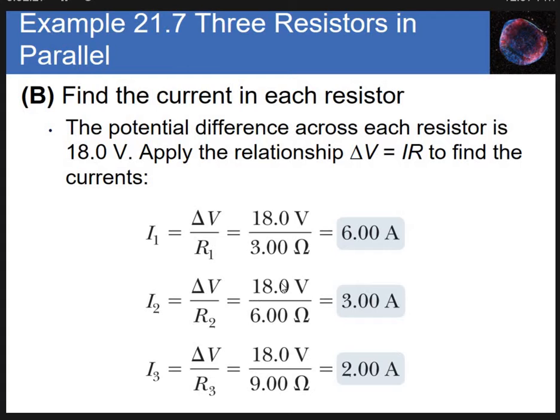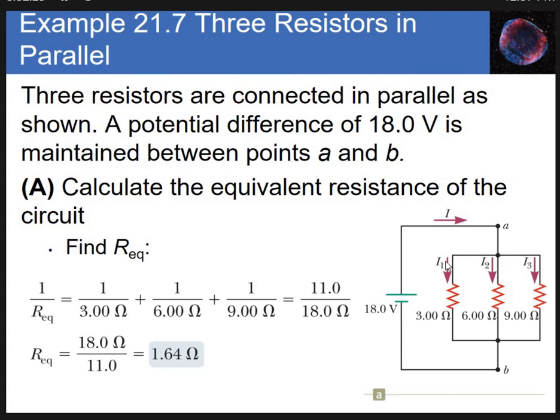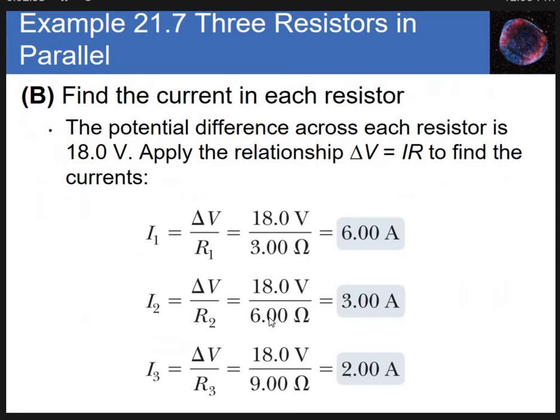So we know the total is 11 amperes, but how much went through 1, 2, and 3? According to Ohm's law, current will be voltage divided by resistance. In this case, I1 is going to be equal to V1 divided by R1, and I2 is going to be V2 divided by R2, and I3 is going to be V3 divided by R3.